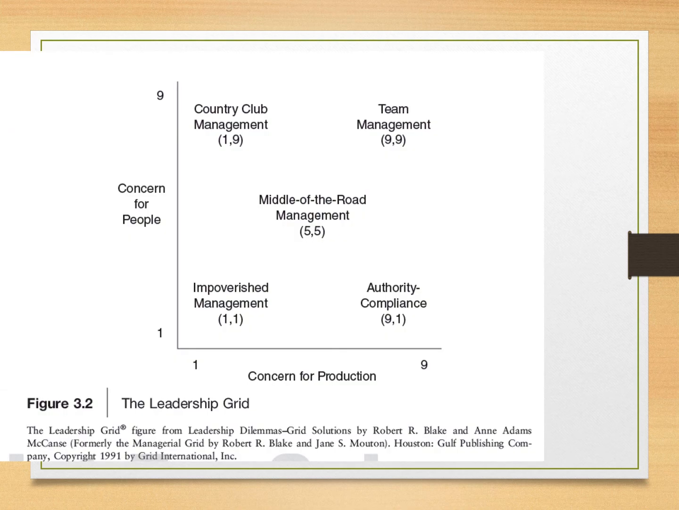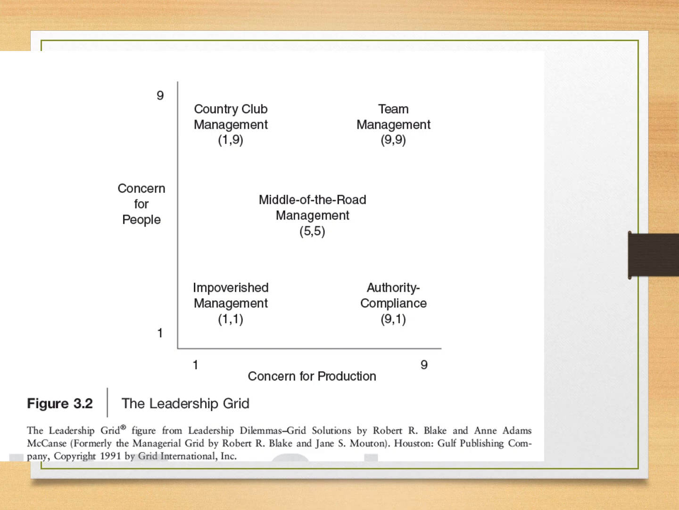Two influential human resources theories are Blake and Mouton's managerial leadership grid and Likert's system for management theories. So we have the managerial leadership grid, which is figure 3.2 in your book. And this says that leaders are most effective when they combine concern for people with concern for production.